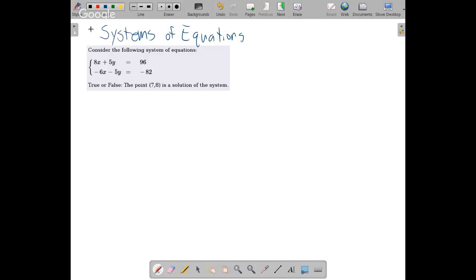Here we're looking at systems of equations. So you have a solution to a system if that solution, a point, makes both equations true. So let's check that out here. So we're going to see if this is true.